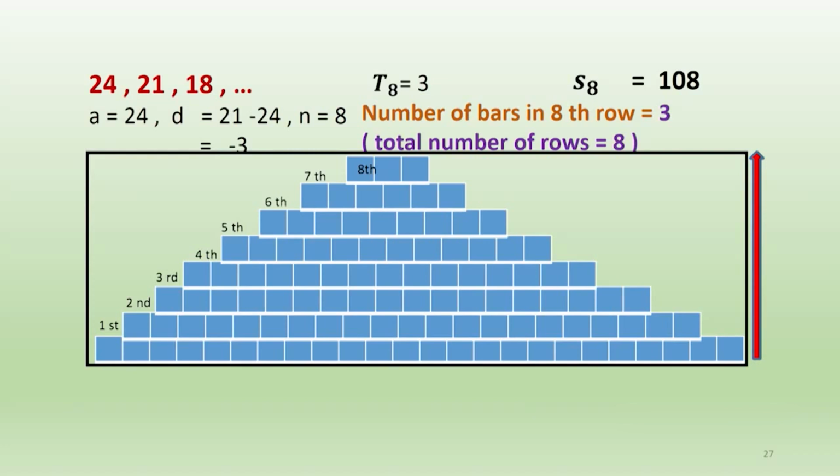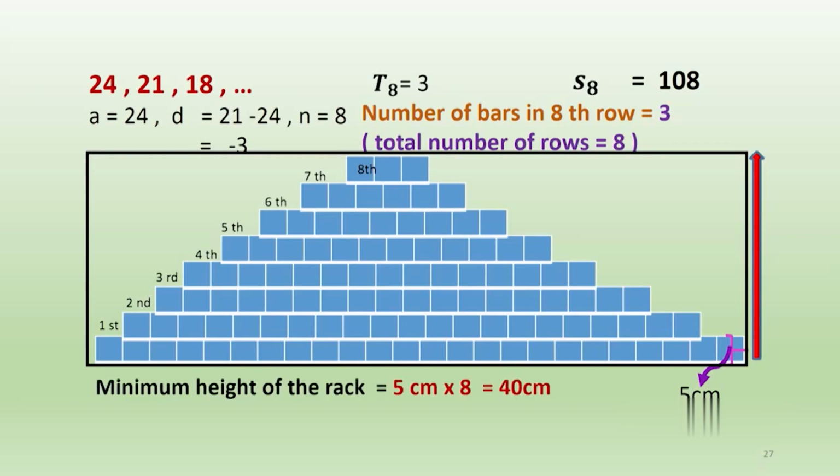So what's the width of the soap? Here I mark it. The width of the soap is 5 centimeter. Then there are 8 such rows. Then you can think what should be the minimum height of the rack, because the width of one row is 5 and we know there are 8 rows. How do we find that? We can multiply 5, the height of one soap, by 8 because there are 8 rows. Then we got the minimum height of the rack as 40 centimeter.